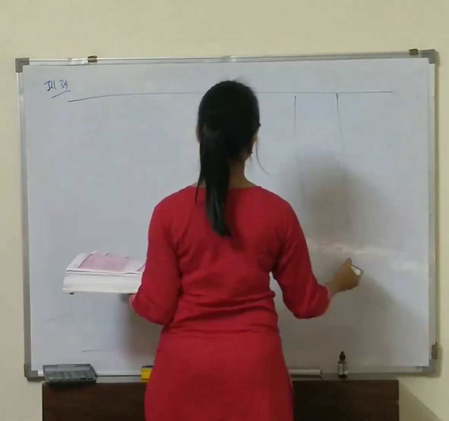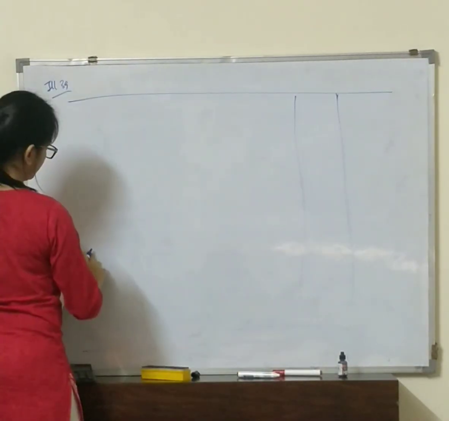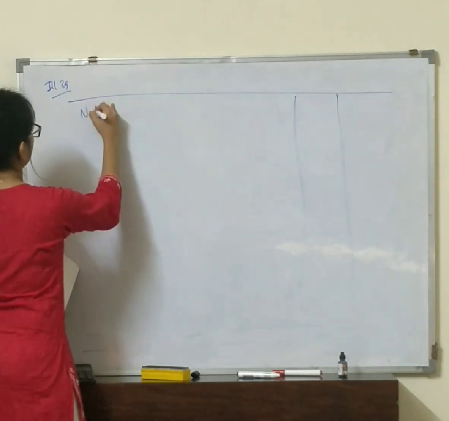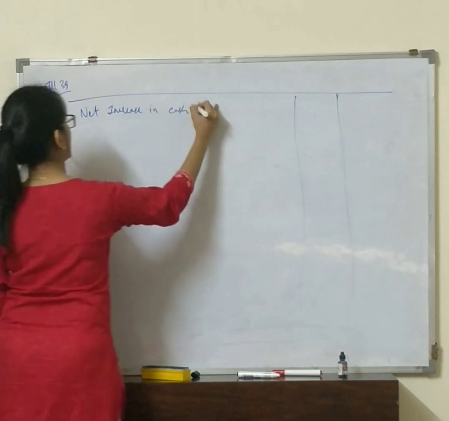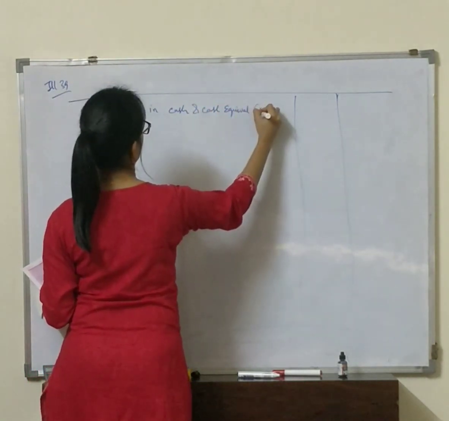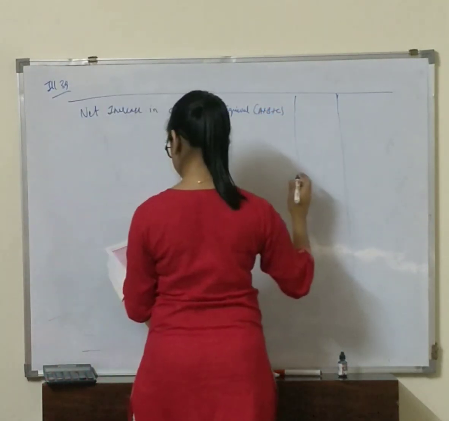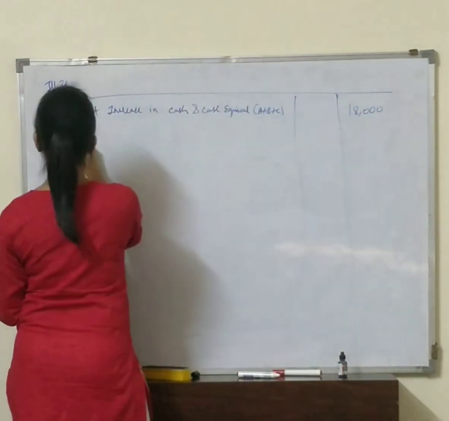Clear? After we have found out the total for all the three activities, the next step is to know whether there is a net increase or decrease in cash and cash equivalents. So it is the net increase in cash and cash equivalents. It is A plus B plus C. So we will get 18,000.